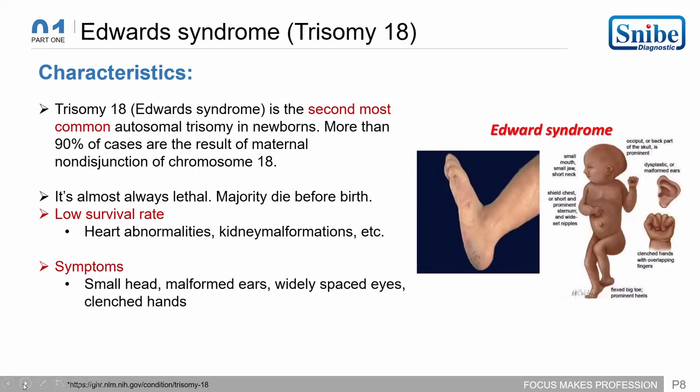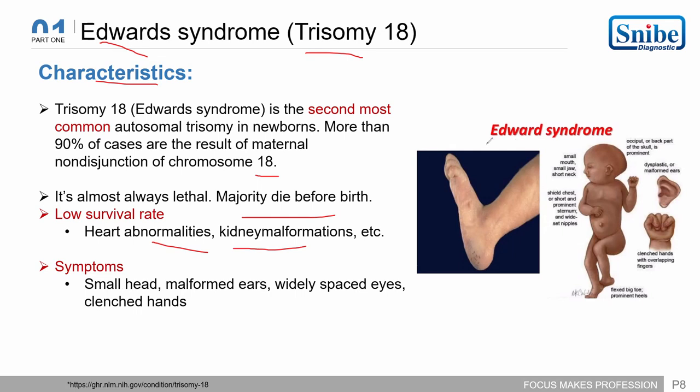The second genetic disorder or syndrome is Edwards syndrome. Another name is trisomy 18. The main characteristics of trisomy 18: it is the second most common cause of autosomal trisomy in newborns, and 90% of cases are the result of maternal nondisjunction of chromosome 18. It is almost always lethal. The majority of babies die before birth, and there is a low survival rate. If they survive, there is a possibility of heart abnormalities, kidney malformations, etc.